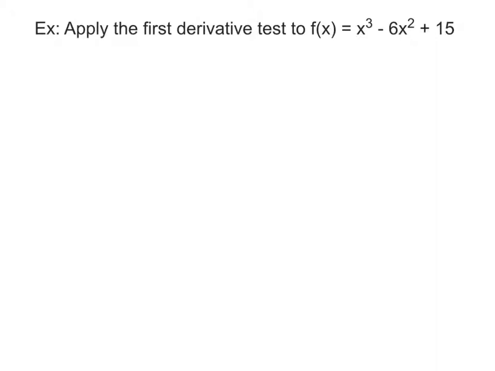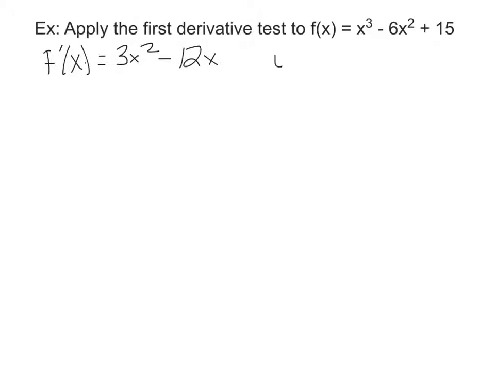Okay, so they want us to apply the first derivative test to this function here. So, just like before, we're going to find our critical numbers and then determine what's going on around those to tell whether or not a certain value is a relative minimum or a relative maximum. Let's first find our derivative f prime of x. The function is x cubed minus 6x squared plus 15. Derivative of x cubed is 3x squared, minus derivative of 6x squared, which is 12x, and 15 will be 0.